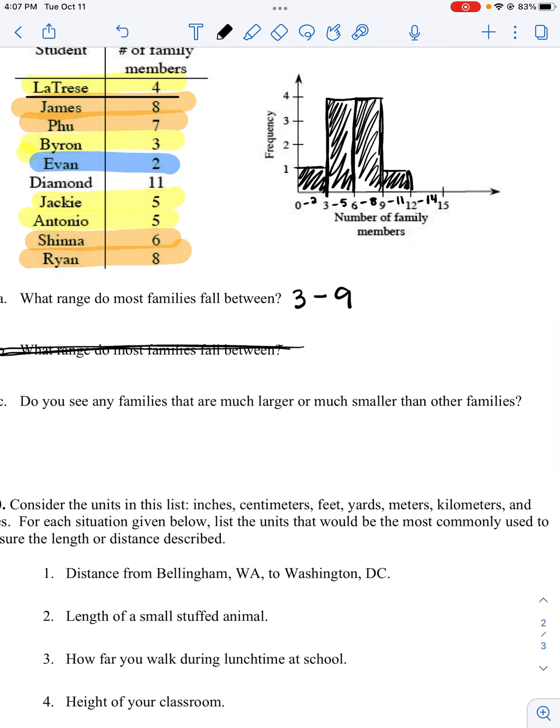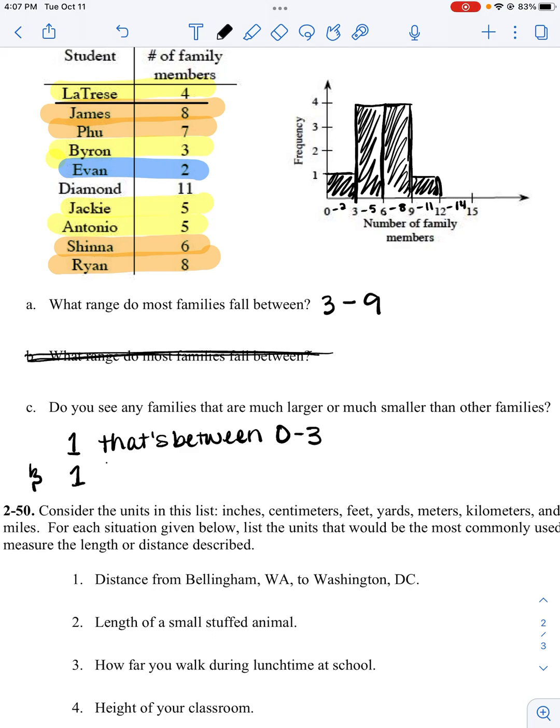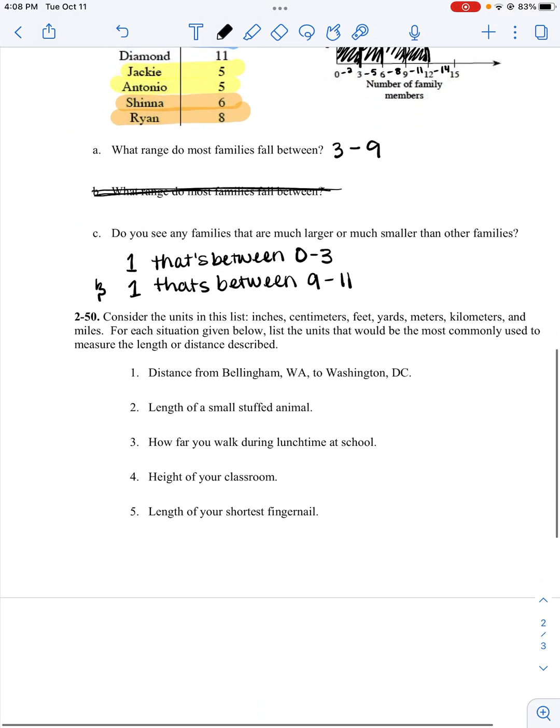Okay, do you see any families that are much larger or much smaller than other families? Well, there's one that's between 0 to 3 and one that's between 9 to 11. Those ones are unusual because 8 of them are between 3 and 9.